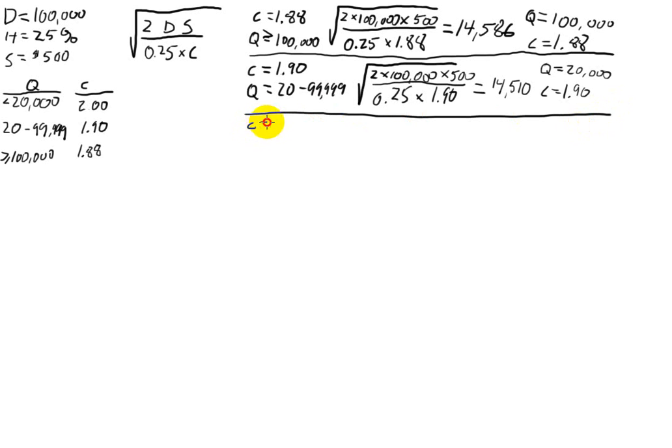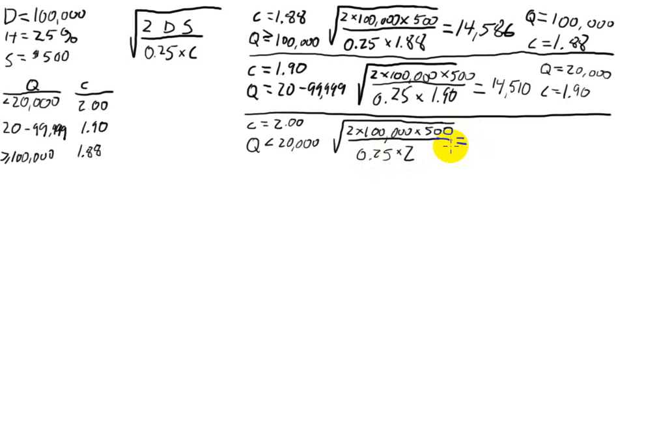So now, last but not least, we have to look at, okay, what if the cost per unit is $2 and the order size is less than 20,000? We use the same square root formula, so we have 2 times 100,000 times the $500 ordering cost, and then we divide again by 25% times the cost per unit, which is $2.